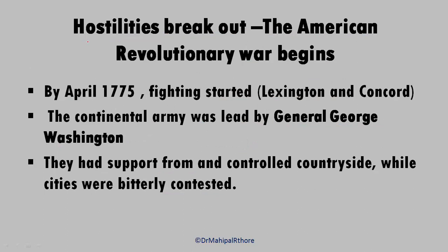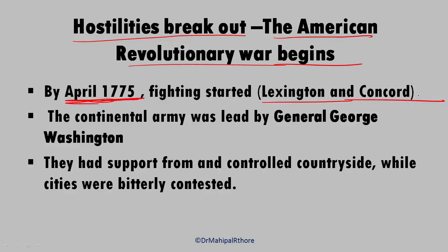After this first Congress, hostilities break out and the American Revolutionary War begins. By early 1775, the first battle was at Lexington and Concord. The name is not important for you at all. I am not going to discuss the battles because they are important only for the students of American history in America, not for anyone else. So here we need to know the overview of the American Revolution, the causes, the effects. That is the important part for us.